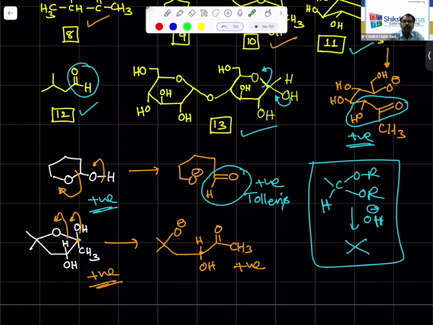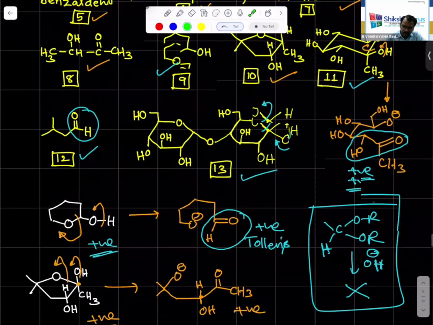We know one thing, Tollens is a basic medium reagent. At this position, the carbon is connected to OH and OR. Therefore, in the presence of basic medium, it undergoes hydrolysis. But it is OR and OR. This is an acetal. Acetal is stable in basic medium. Therefore, at this carbon, there is no reaction. Is this clear? Good. Okay.